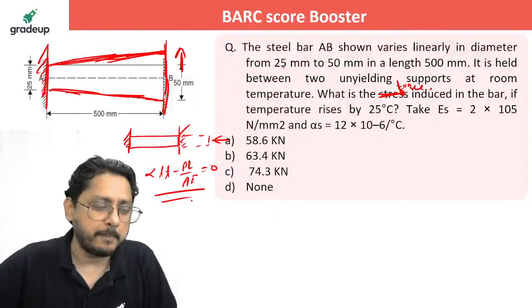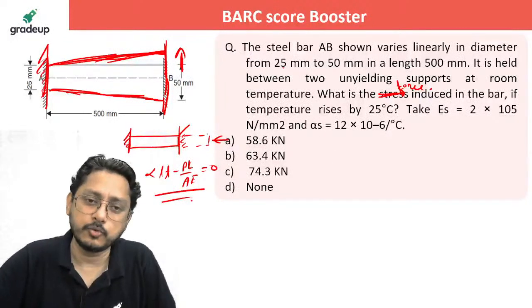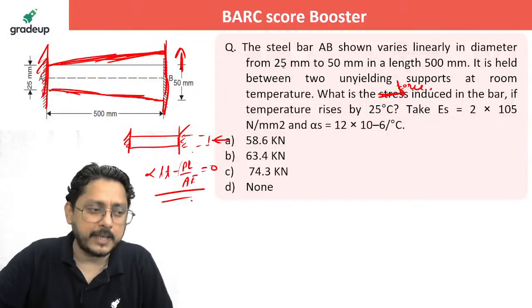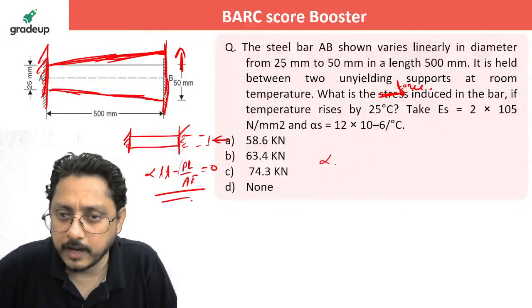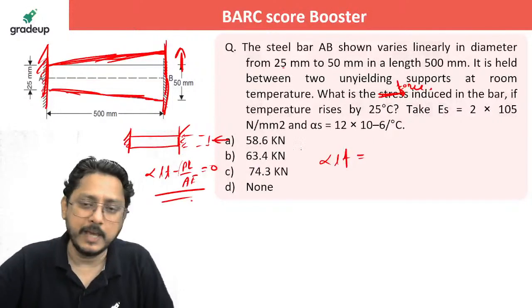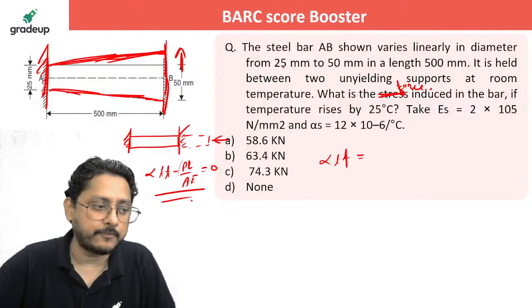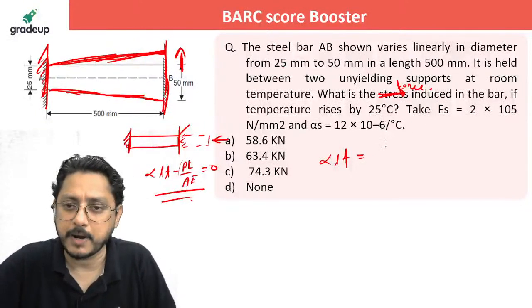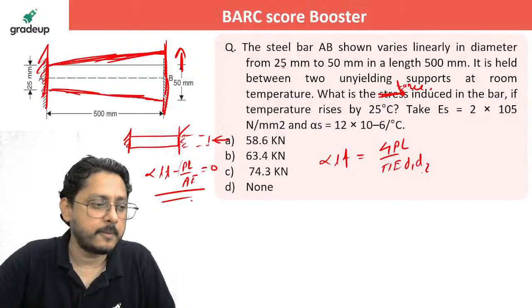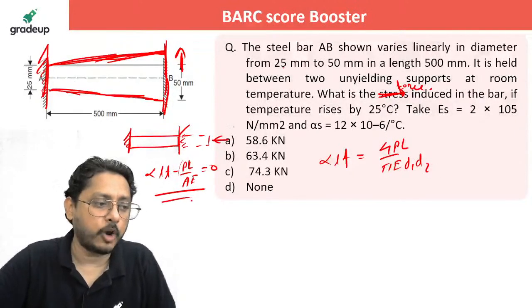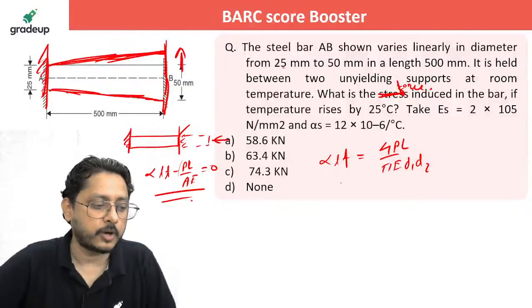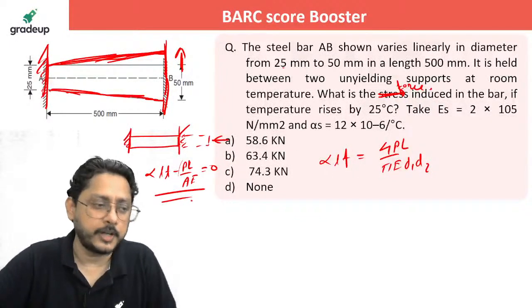Now if it is a tapered section, you give the free expansion alpha LT, no problem in that, but instead of PL by AE it will change. So alpha LT equals, instead of PL by AE, for the tapered one, if you apply the force, the deformation is 4 PL by pi E d1 d2, isn't it? The deformation delta will not be the same for uniform cross section and for the tapered section.